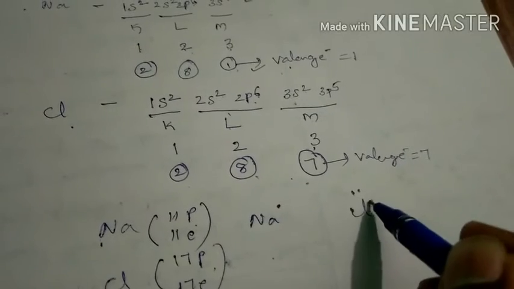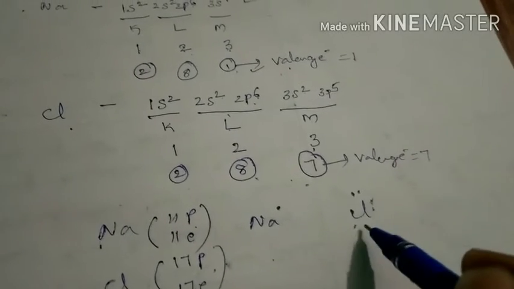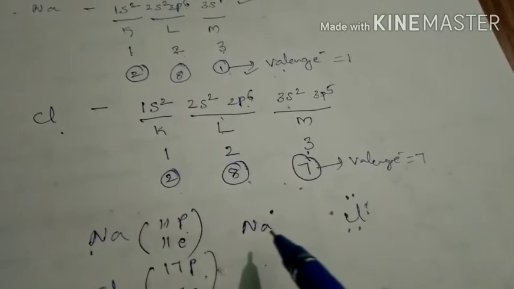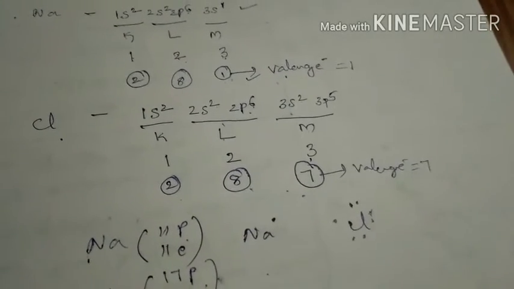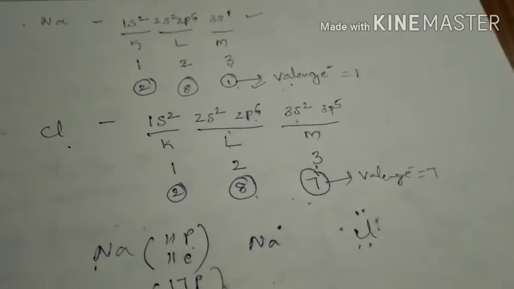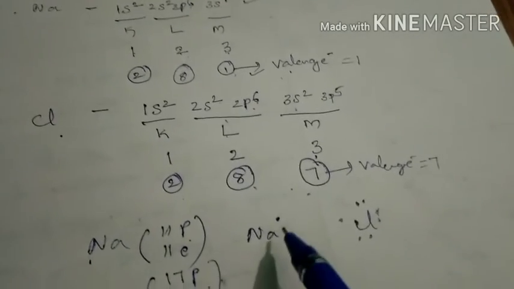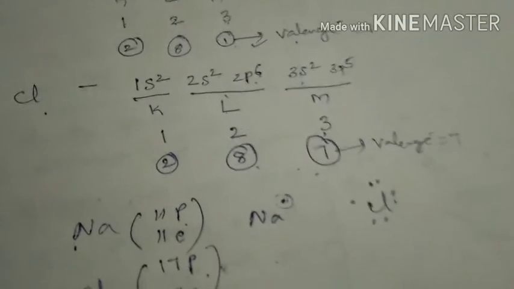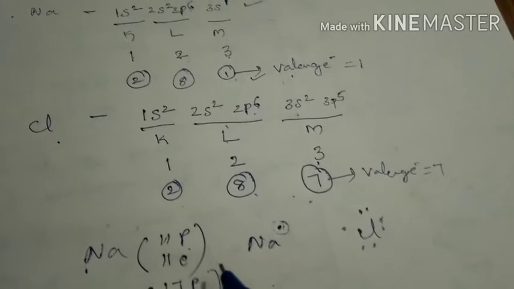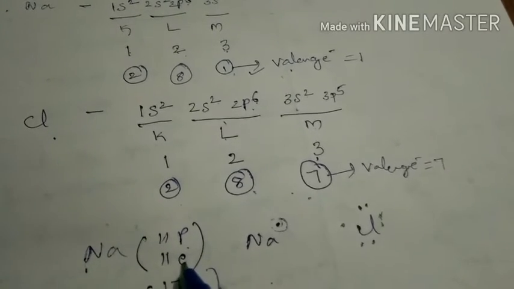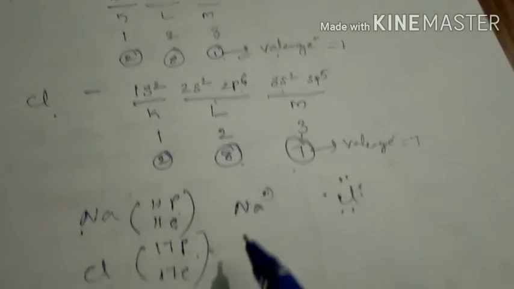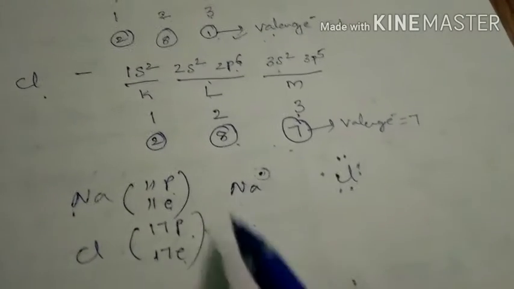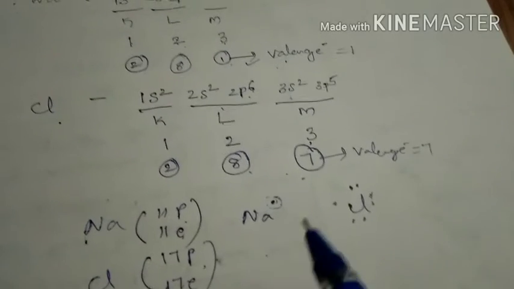1, 2, 3, 4, 5, 6, 7. So these are the valence electrons present in sodium atom and chlorine atom. Here the point is, if sodium loses this electron to chlorine atom, what happens? Then sodium contains 10 electrons and chlorine contains 18 electrons. I repeat once again, this is the important point.